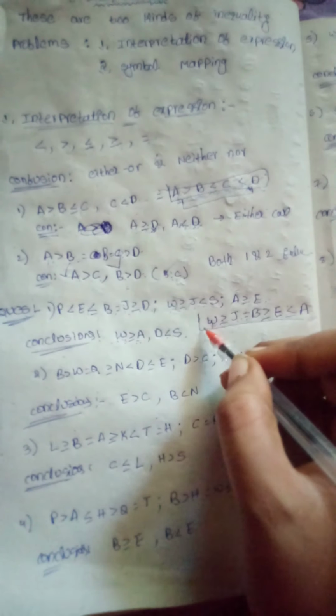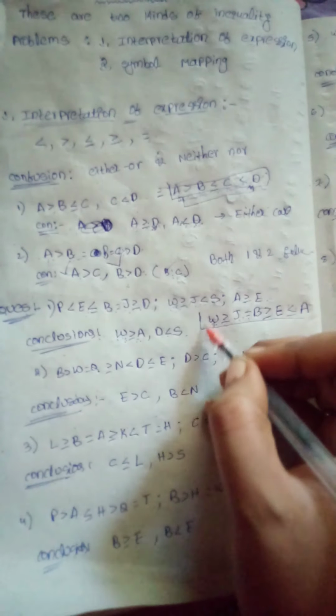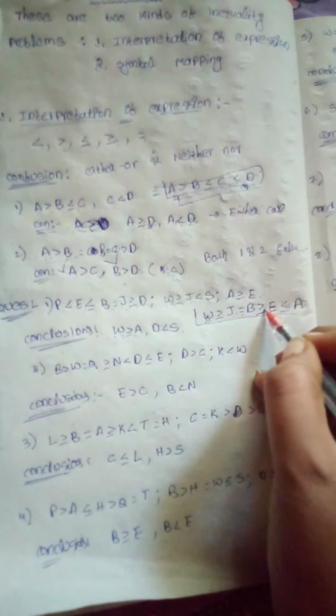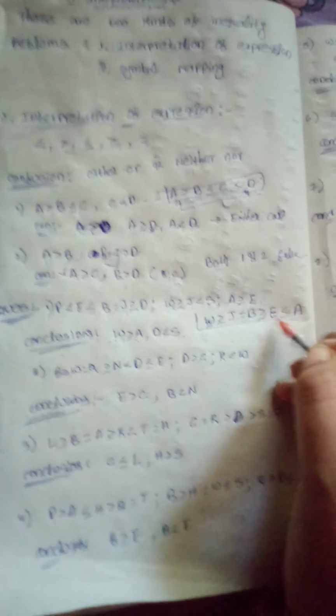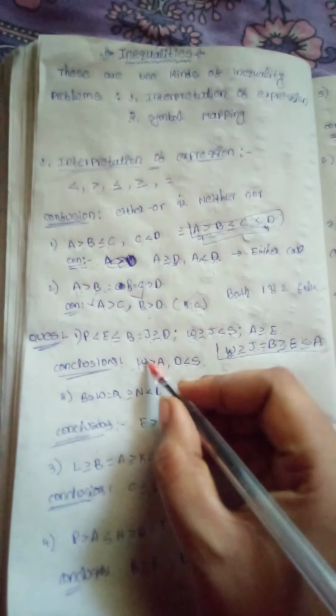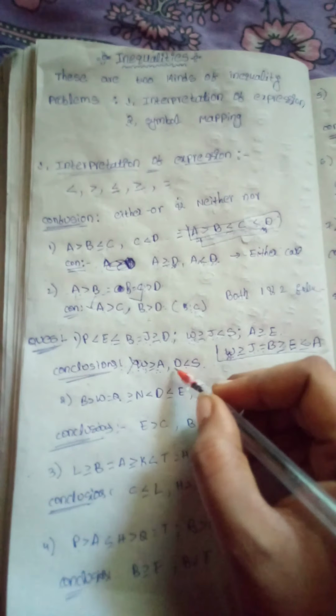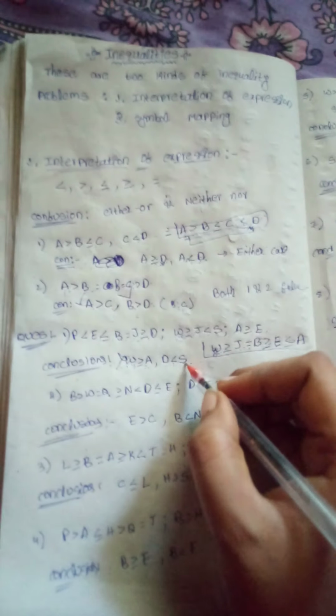We clearly say that there is no relation between W and A. That means W to E is greater than or equal to, from E to A is less than or equal to. So there is no relation. So the first one does not follow, and the second one is D is less than S.